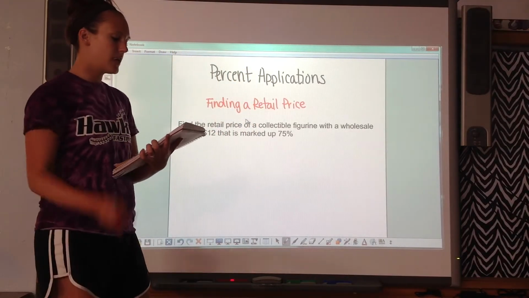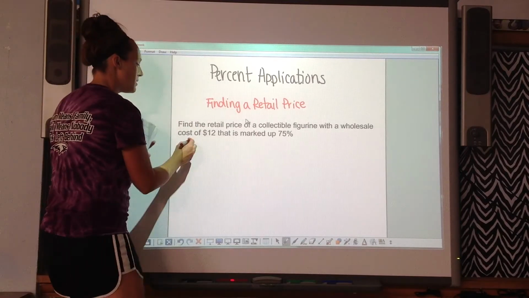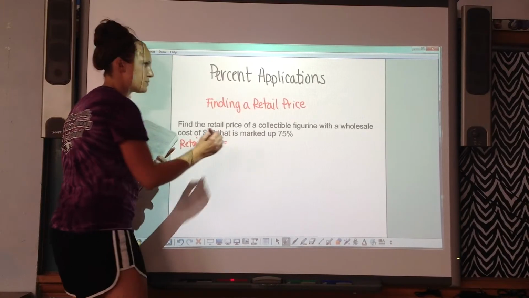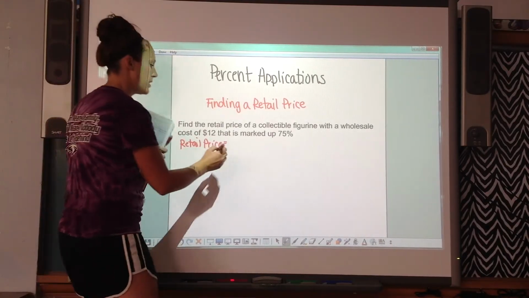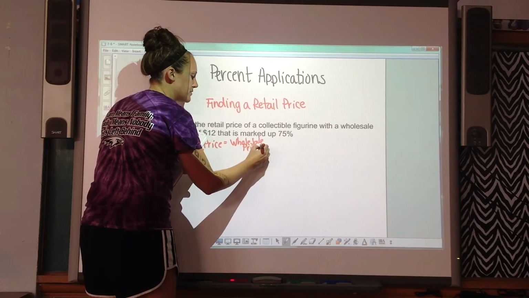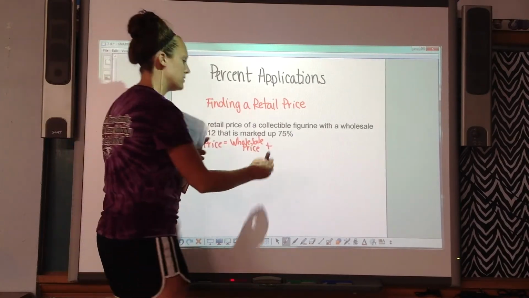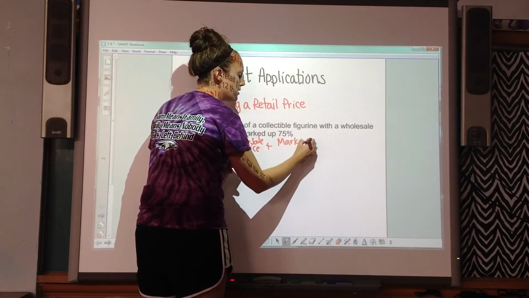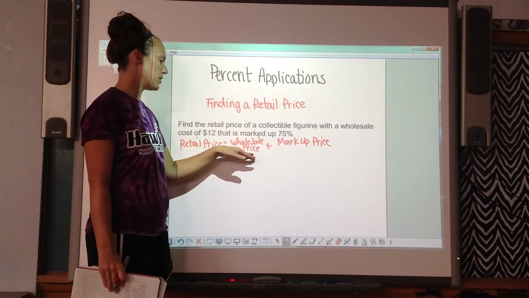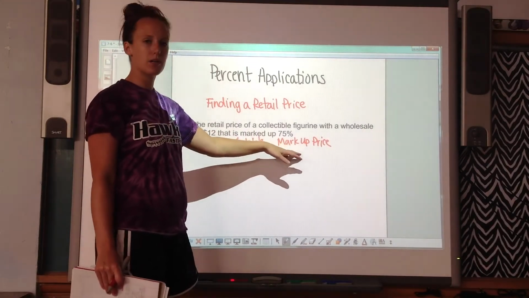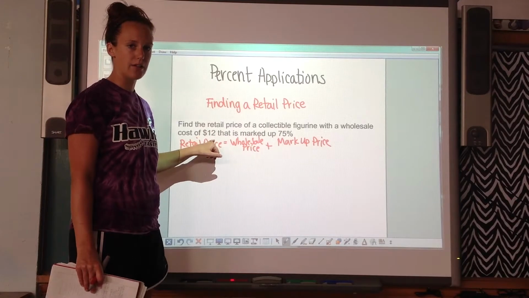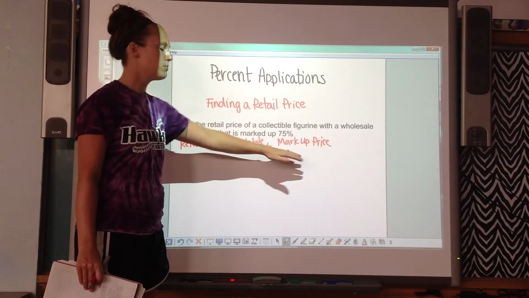So method one, you're going to add the markup to the wholesale. So to find retail price, you're going to take the wholesale price and you're going to add that to the markup price. Well, it looks easy. In this problem, they give us the wholesale price, $12. They don't give us the markup price. We need to find that. The markup price is 75% of that $12. Okay, so you're adding the original amount plus the markup amount.